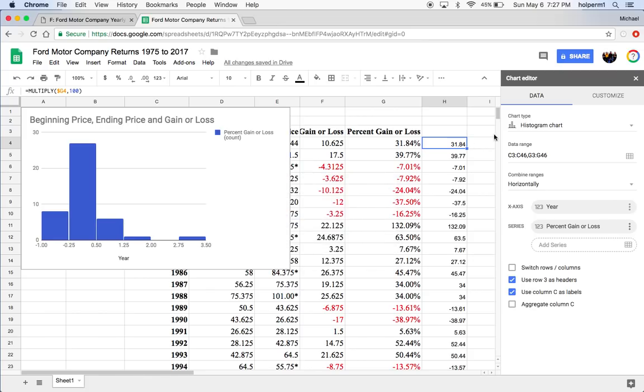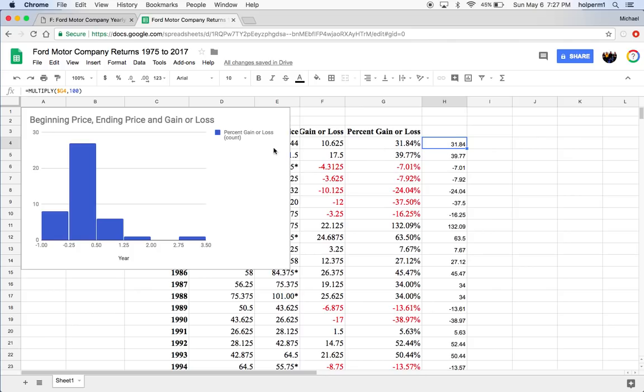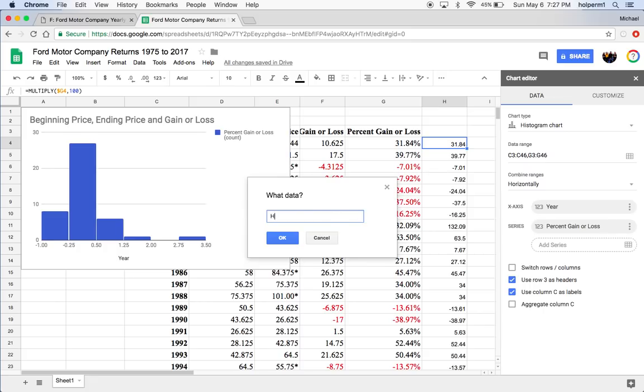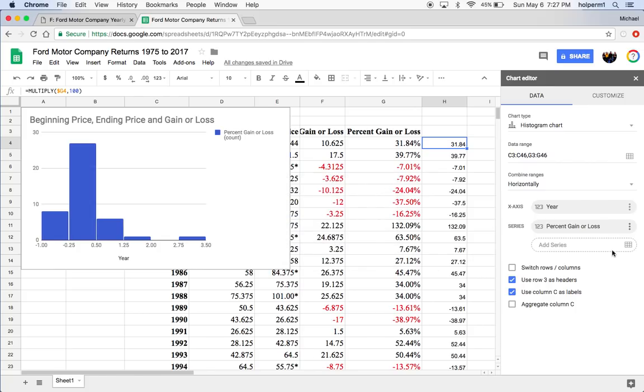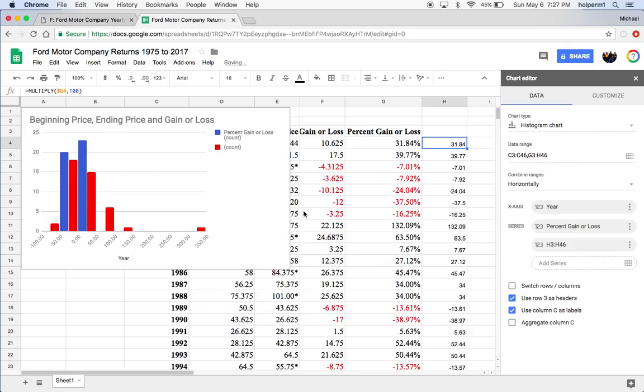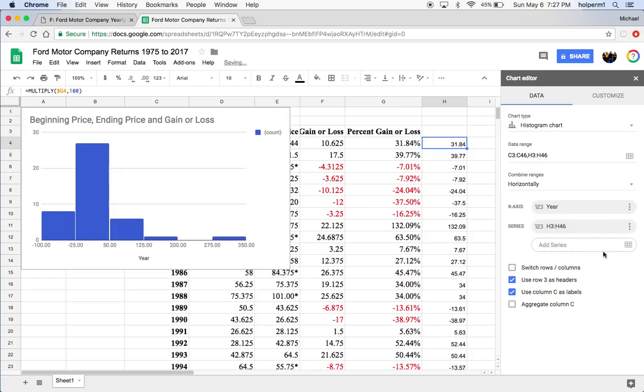H4 to H46. Okay. Well, it doesn't seem to want to do that, but I'm going to try it one more time. Okay. I'm going to edit this again. I'm going to say H4 to H46. Well, sometimes if you just add a series, it'll allow you to do it. H3, H46. Yeah, sometimes it can be a little weird like that, and then you remove this other one.